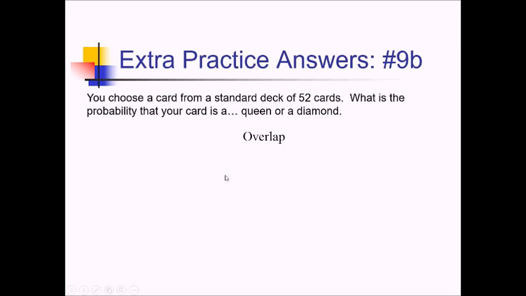So probability of a queen or a diamond, for the queens, there's 52 cards total, and 4 are queens. So we have a 4 out of 52 chance for those. For the diamonds, there's 13 of each suit in a deck of cards, so we have to add 13 over 52. And now, how many fall into both of these categories?